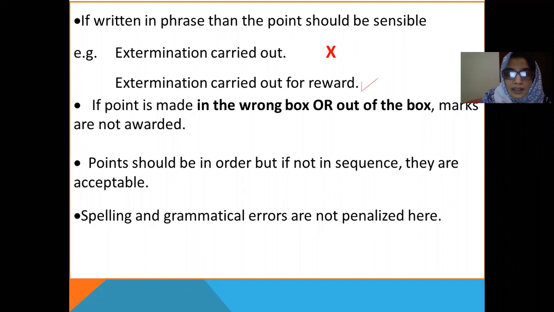So in this case, you can see that this was about the case in which animals were getting killed, and they were asking about the reason. So if the students are just writing that the extermination carried out, so they are being killed, so this is not the correct answer, because they need to give the reason that why are they killed. So if they write extermination carried out for reward, then only the examiner would get an idea that, okay, now you have written the reason, so you would get the point.